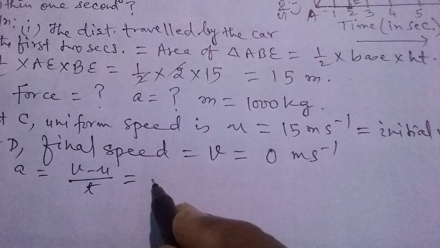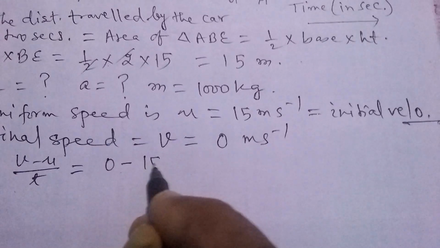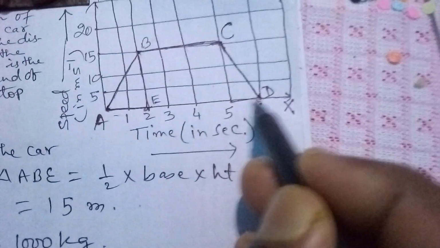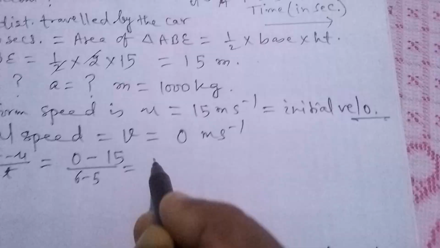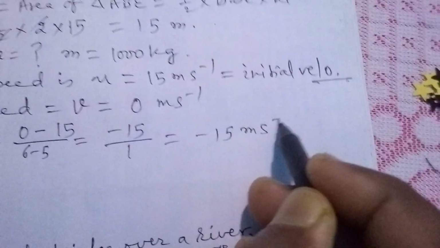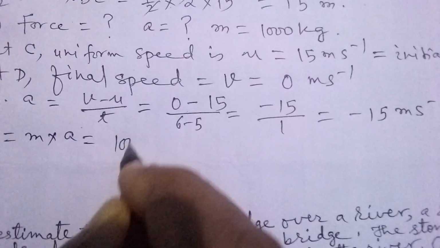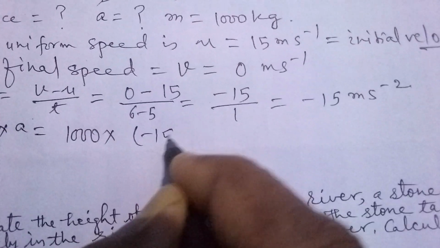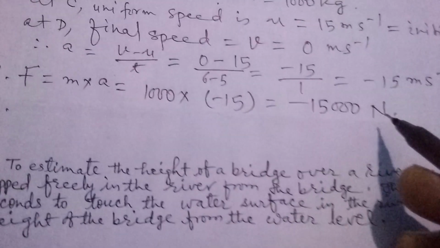A equals V minus U by T. V is how much? 0. U is 15, and the time from 5 to 6, that means 6 minus 5, so it is minus 15 by 1, that is minus 15 meter per second square. And now we have to find out force. Force equals M into A, that is 1000 into minus 15, equals minus 15,000 Newton. Therefore, here it is negative.